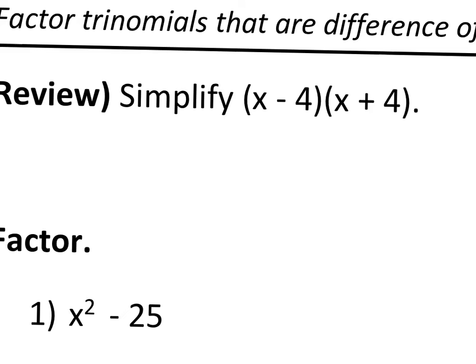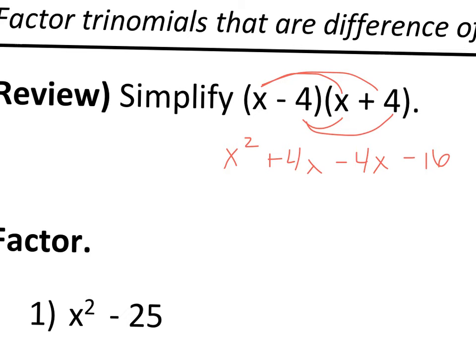I gave you a problem like this, and you would have told me I would FOIL it out, and you would have said x times x is x squared, x times 4 is 4x, negative 4 times x is negative 4x, and then negative 4 times 4 is negative 16. Now, if you're looking here in the middle, what happens with these guys right here? Well, the positive 4x and the negative 4x are going to cancel out, right? And so we're going to get x squared minus 16.